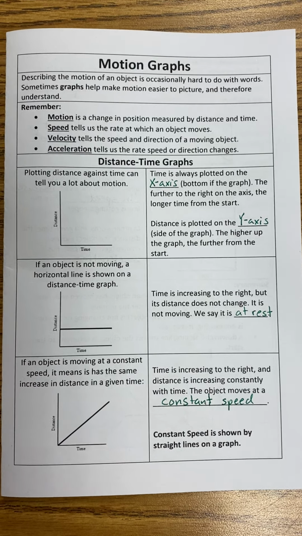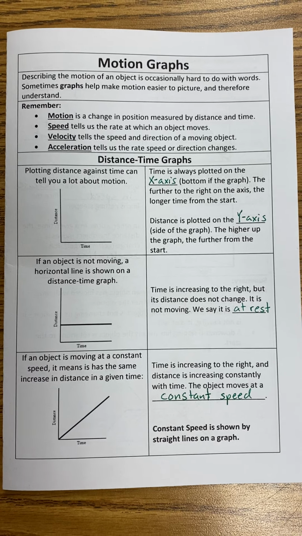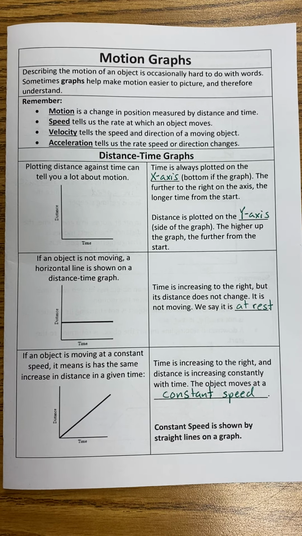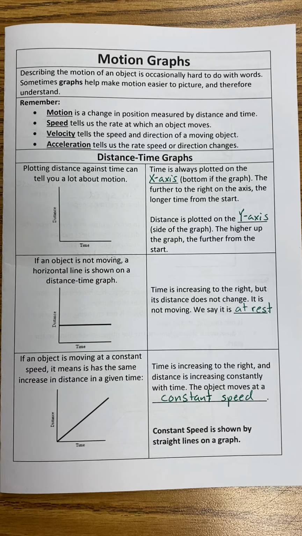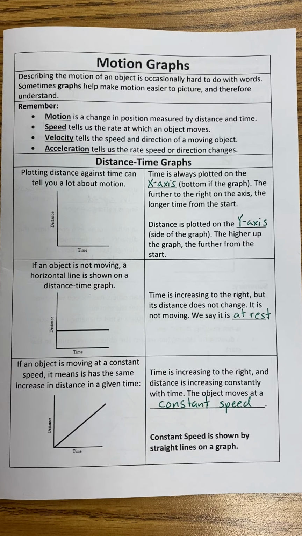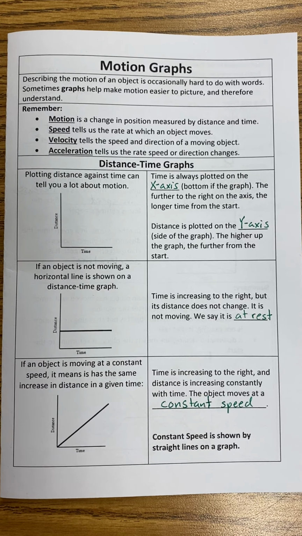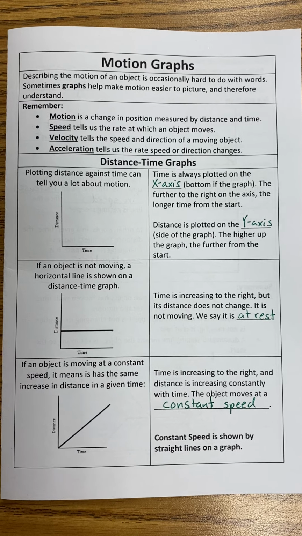Okay? So if an object is not moving, a horizontal line is shown on a distance time graph. That's important to know. So time is increasing to the right, but its distance does not change. It is not moving. We say it is at rest.